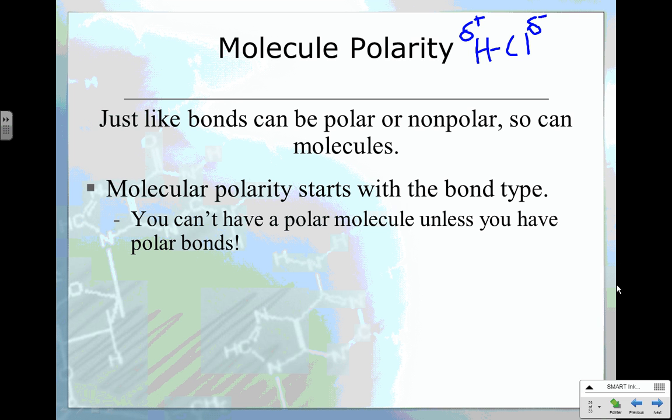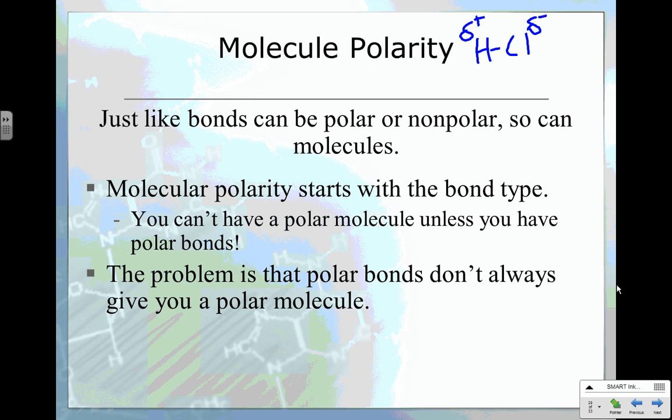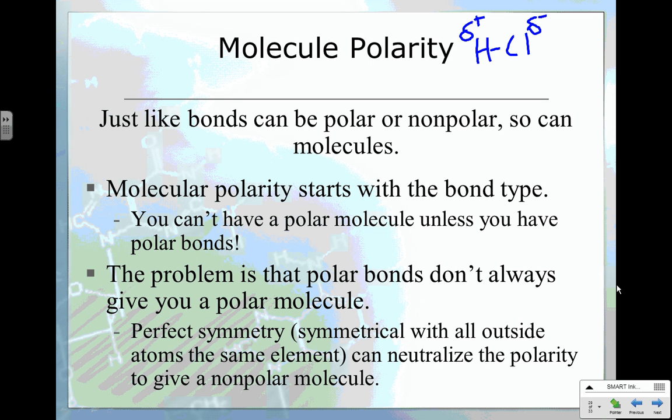So is there a shift in electrons to a certain part of the molecule that would make that part of the molecule slightly negative and the other part of the molecule slightly positive? So molecule polarity really starts with bond polarity. It would make sense that if there's no polarity in the bond, there's no polarity anywhere in the molecule. But when you have a polar bond, you don't always get a polar molecule. And the reason is because of perfect symmetry.